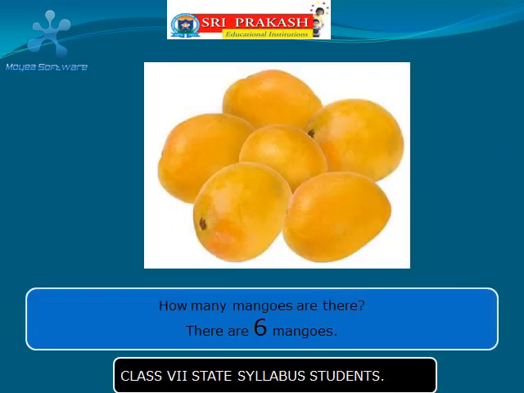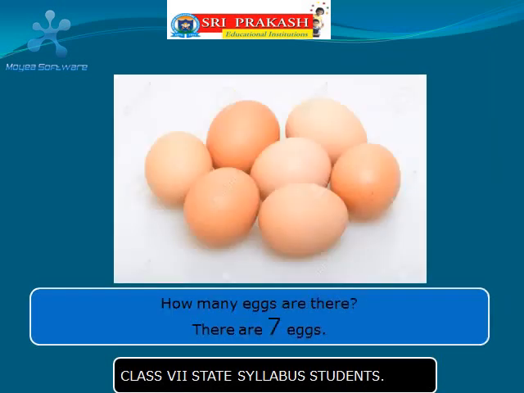Children, in the picture, how many mangoes are there? 1, 2, 3, 4, 5 and 6. There are 6 mangoes in the picture. Children, you see some eggs are there in the picture. How many eggs are there? 1, 2, 3, 4, 5, 6 and 7. There are 7 eggs.